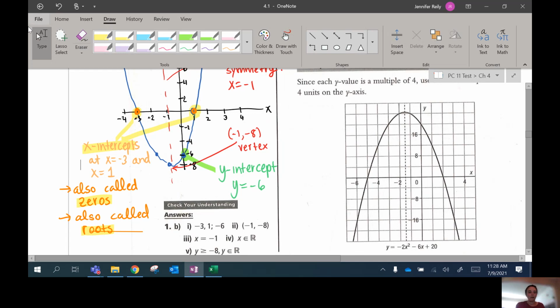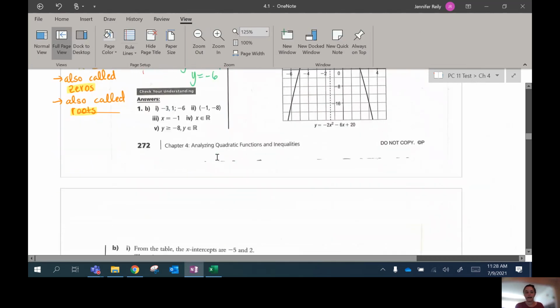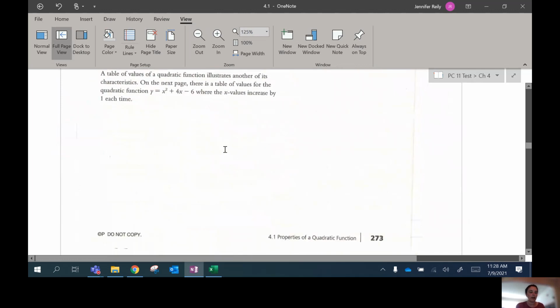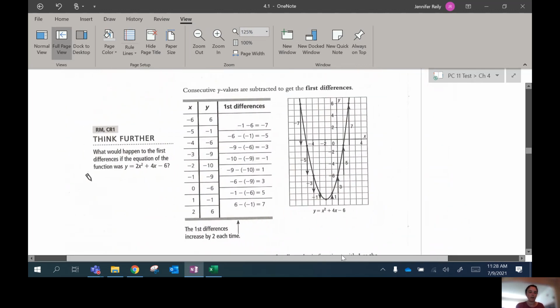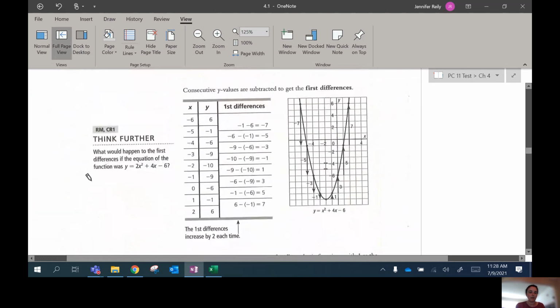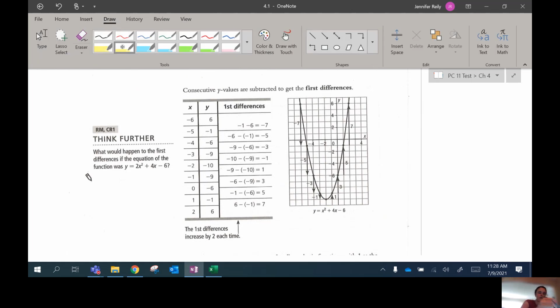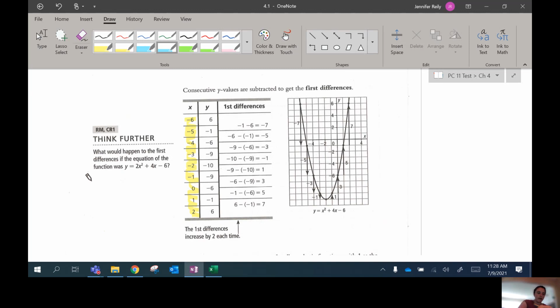Okay. One last thing I want to show you guys is just a little pattern that comes out when we look at the increases between values when you're looking at a parabola. So this is just on the next page. And we call it first differences. So let's look at this parabola here. And let's look at this table of values here. So here are some x values, they're just going up by 1. Here are the y values.